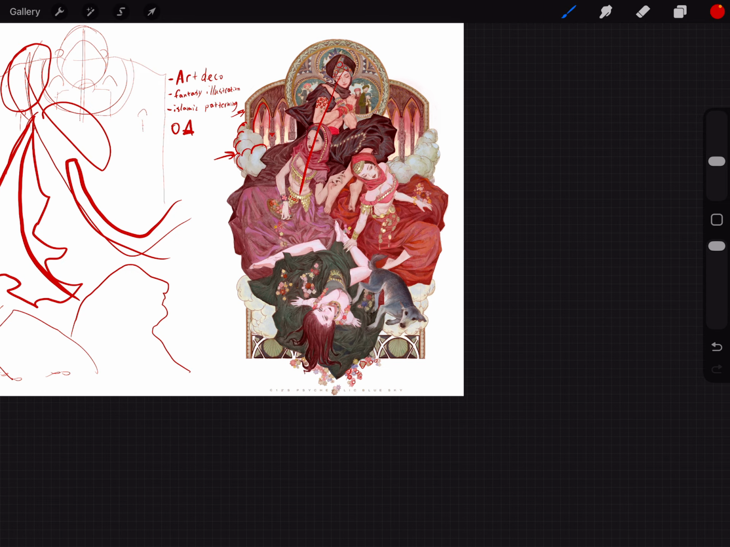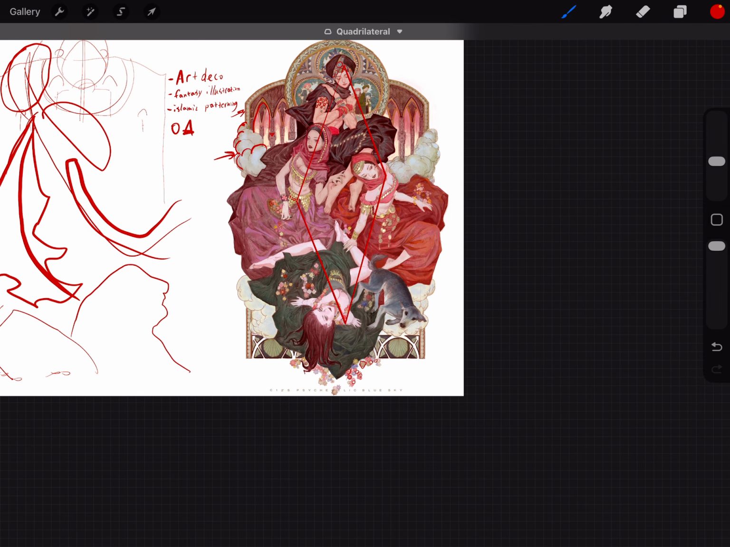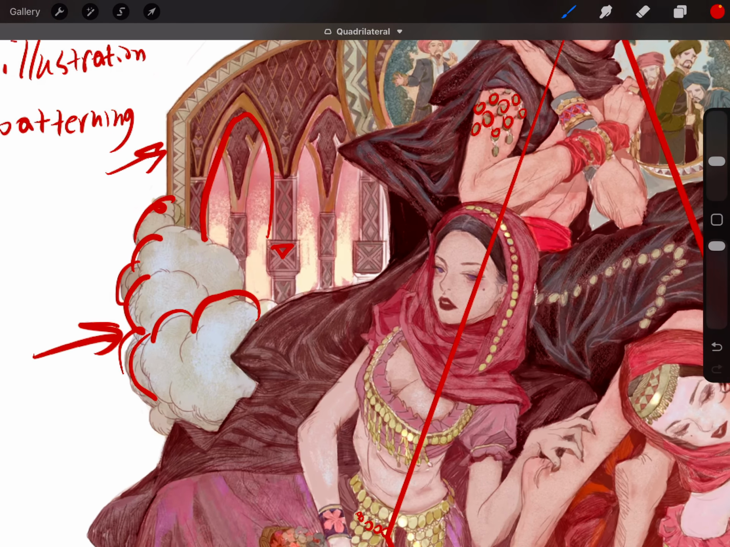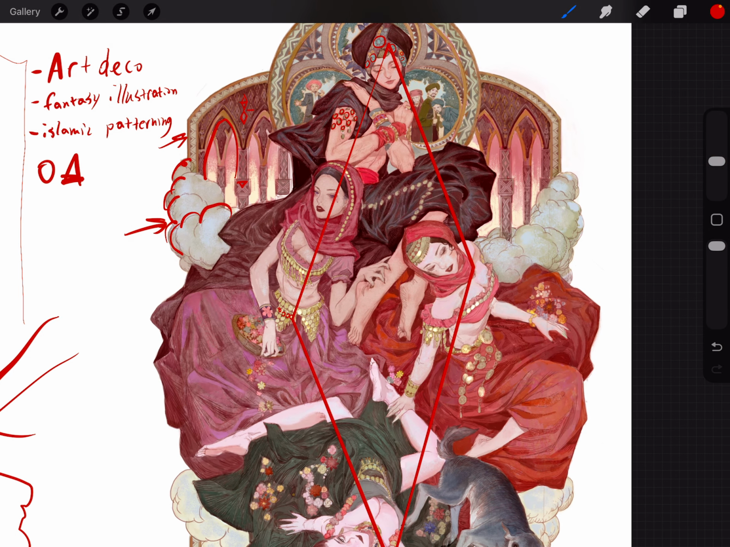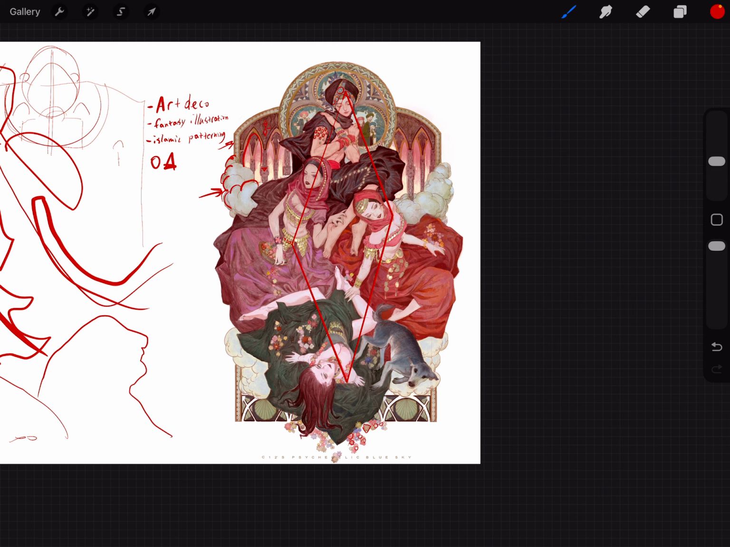And of course we have this triangle or diamond-like thing going on here between these four different figures. And then if we look back here, we can see this same sort of diamond shape, which is basically just two triangles, right? You can see that there.